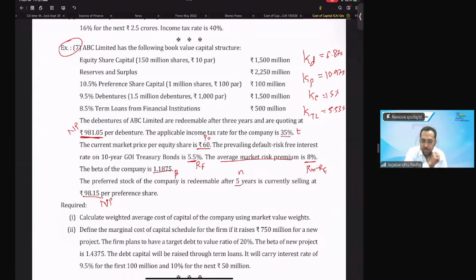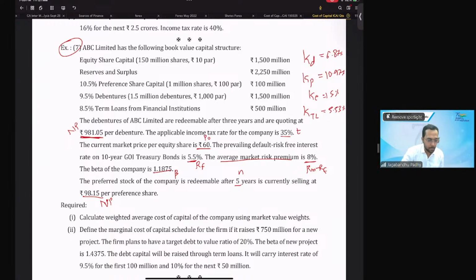Are you getting these numbers? Can we go for the weighted average cost of capital calculation now? Because we have to take the market value weights. Market value weight is nothing different from book value weight. It's just that you need to convert the book values into market values, right?